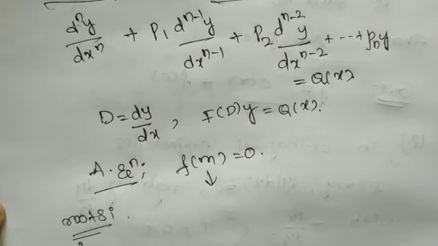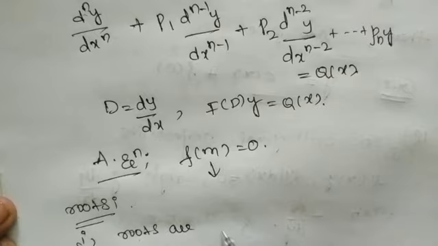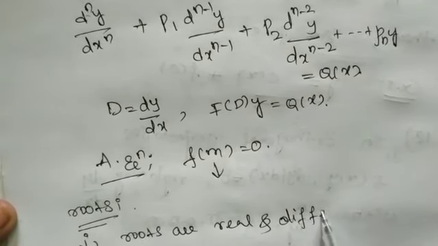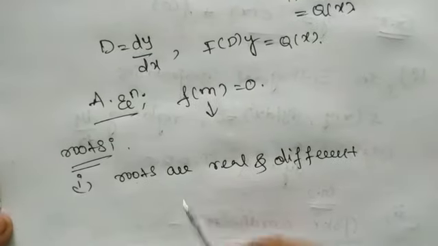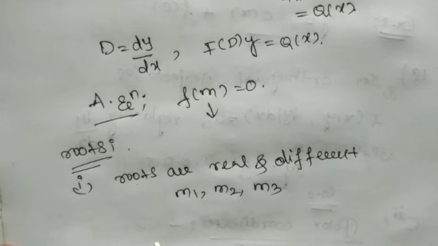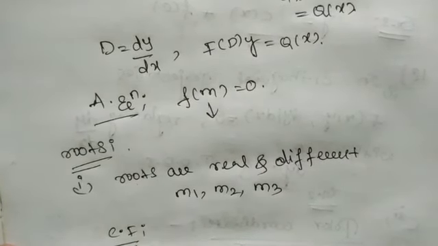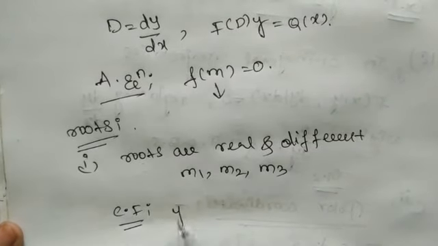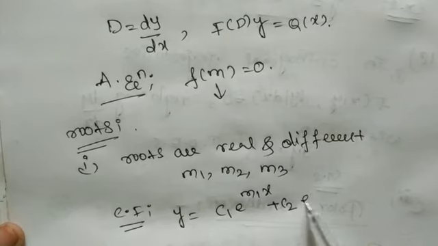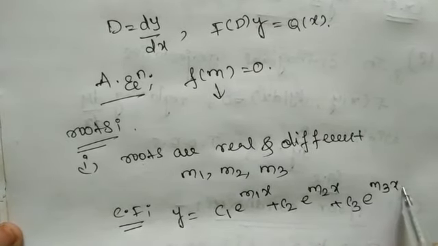That is, first one, if roots are real and different. So the roots are m1, m2, m3. Therefore the solution of the auxiliary equation, the complementary function, is y = c1 e^(m1 x) + c2 e^(m2 x) + c3 e^(m3 x).